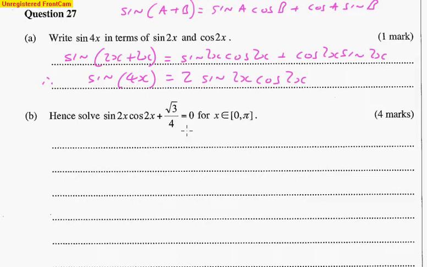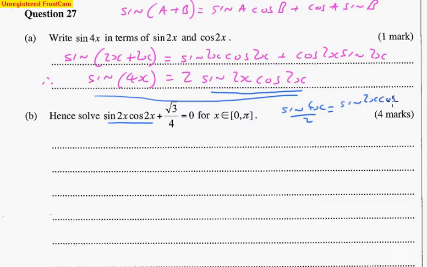Well, you can see from part A we've got the sine 2x cos 2x part here. We do have to deal with that little 2 in front. So I'll just write over here so you can see clearly what I'm doing. Just dividing both sides of this equation by the 2 would give me that sine 4x over 2 equals sine 2x cos 2x, and that's what I'm going to use in this solving. All I've done is divide both sides of both equations by 2.